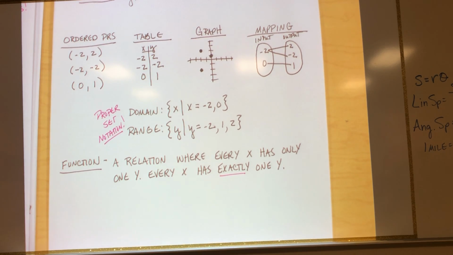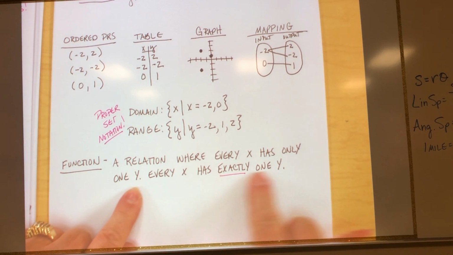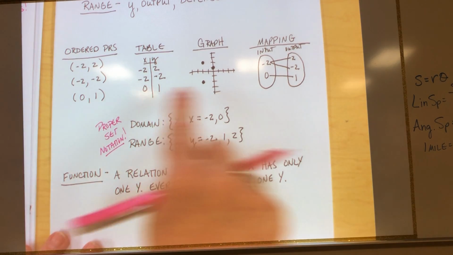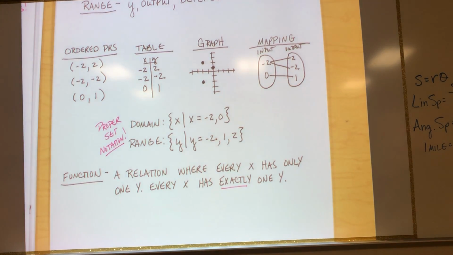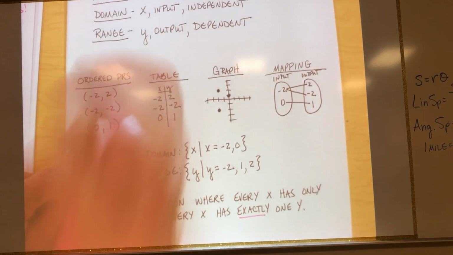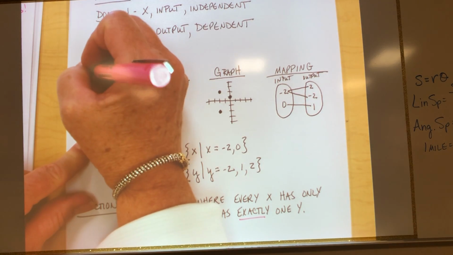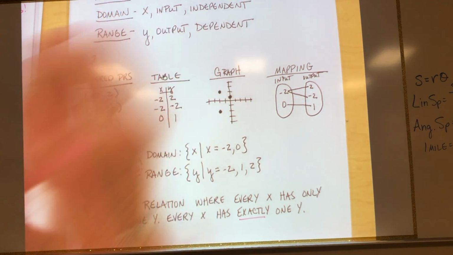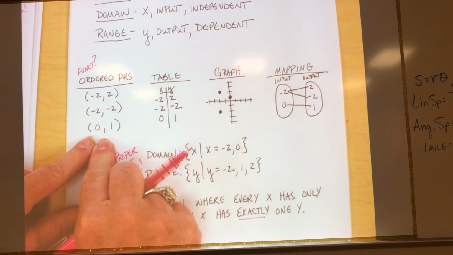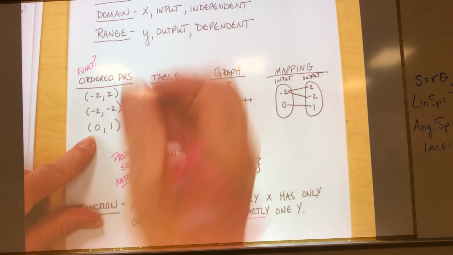Okay, so what I want to do is take this definition and go up here and talk about how I tell if these representations are functions or not. If I give you a list of ordered pairs and I say, is this a function? What's the easiest way to tell someone? See if the x's repeat. That's exactly right. Good job.